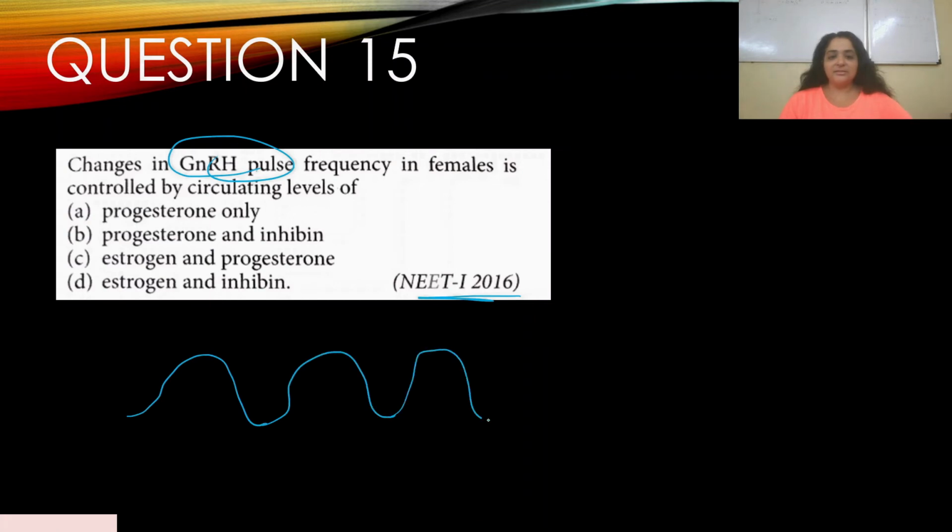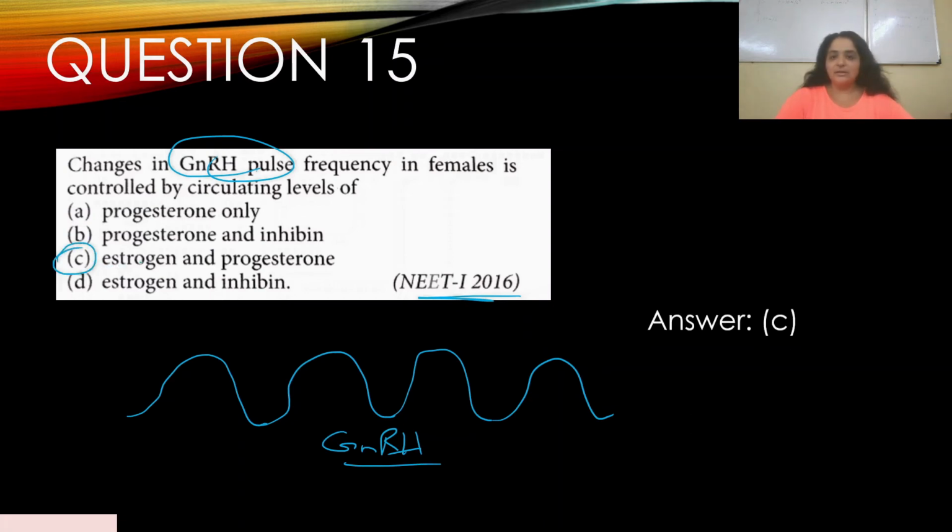There are phases like this. That's how the GnRH hormone is secreted from the hypothalamus in females. So how is this controlled? A, progesterone only, B, progesterone and inhibin, C, estrogen and progesterone, and D, estrogen and inhibin. So the answer is actually C, progesterone and estrogen. Answer is C.